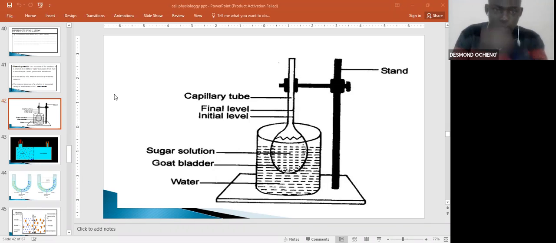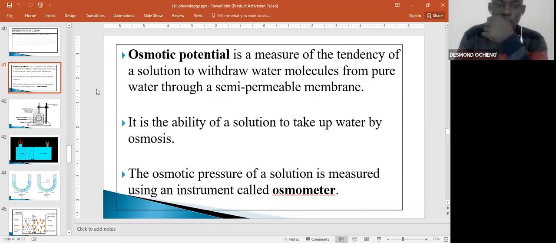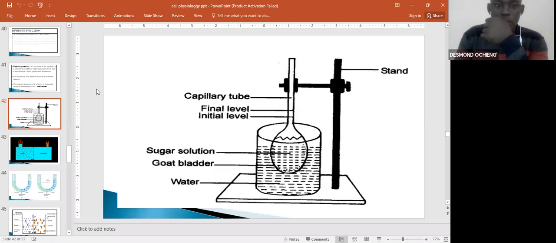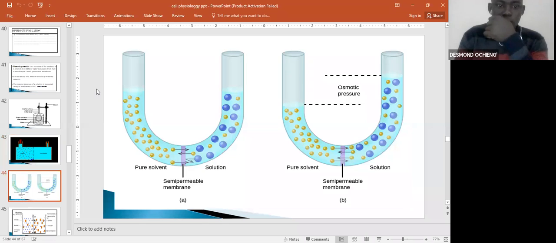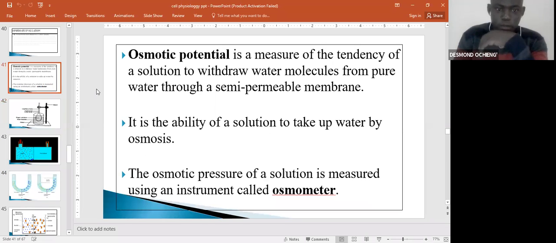Now, what you're seeing on my screen here is just an illustration of some experiment. Maybe we should look at this. Okay, I didn't mention osmometer. Now, osmometer is an instrument that is used to measure the osmotic pressure of a solution. It is called an osmometer. It is an instrument which is used to measure the osmotic pressure of a solution.